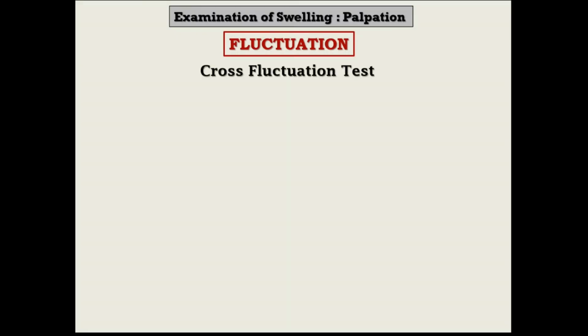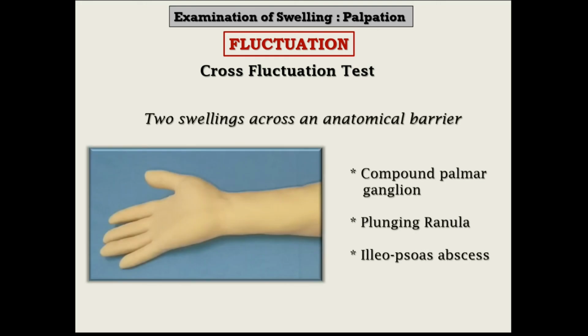Now let's say a few words about the cross fluctuation test. It is the same as the fluctuation test, but here there are two swellings across some anatomical barrier, and the secret is that both of these swellings are connected to each other. Here are some examples like compound palmar ganglion, plunging ranula and iliopsoas abscess.